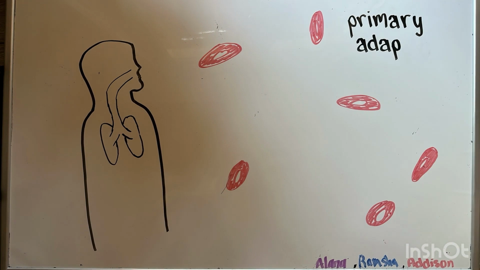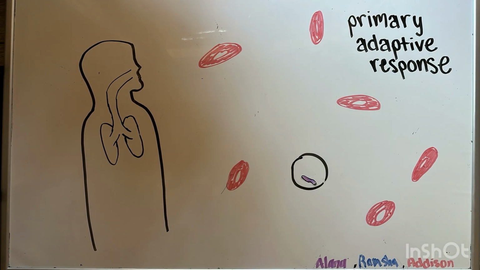Tuberculosis can evade the immune system by growing and reproducing in cells rather than being destroyed. After being engulfed by neutrophils or macrophages, TB can block fusion with lysosomes, allowing the bacteria to persist. When the innate system fails, the primary adaptive response is activated.